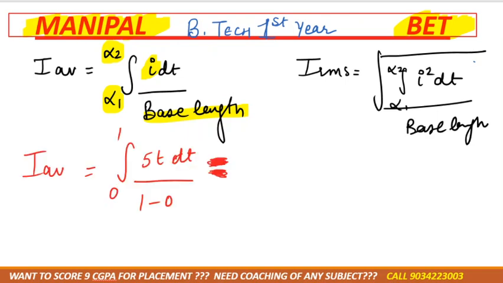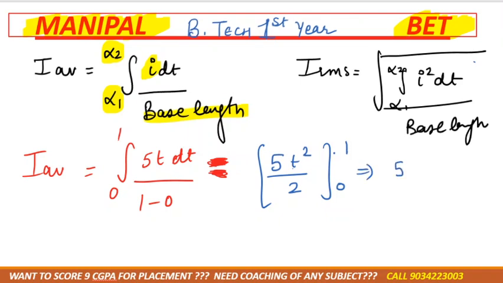Then solve it, we have to integrate first. Then it would be 5t squared by 2, with limit 0 to 1. At t equal to 1, and at t equal to 0 it is 0. So 5 into 1 squared by 2, that is 2.5, right?